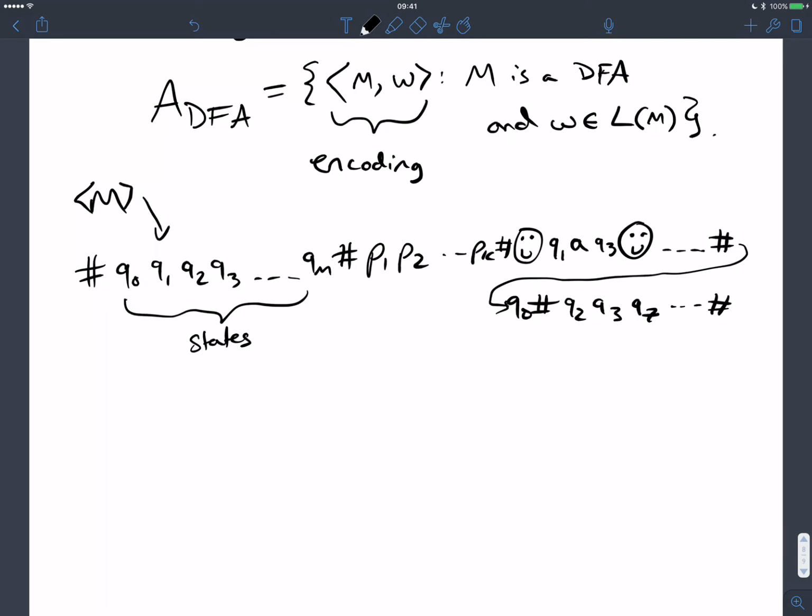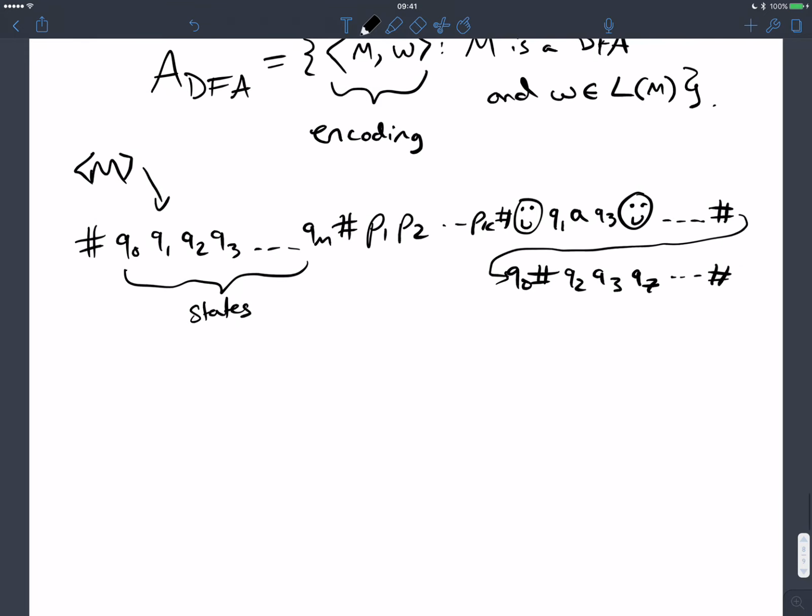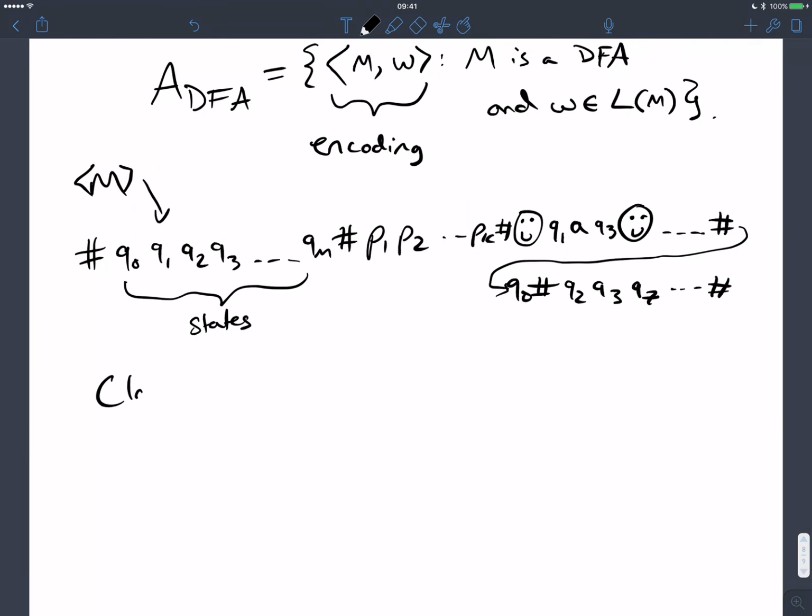Are the angle brackets kind of a standard way? Yes, we'll be using angle brackets through the rest of the class. Angle brackets M, comma W just means some representation of a DFA with the input somewhere in there. It may be right after, right before, or mixed. It's some encoding, and I don't care how it's presented as long as the machine can find the required information from M and W.